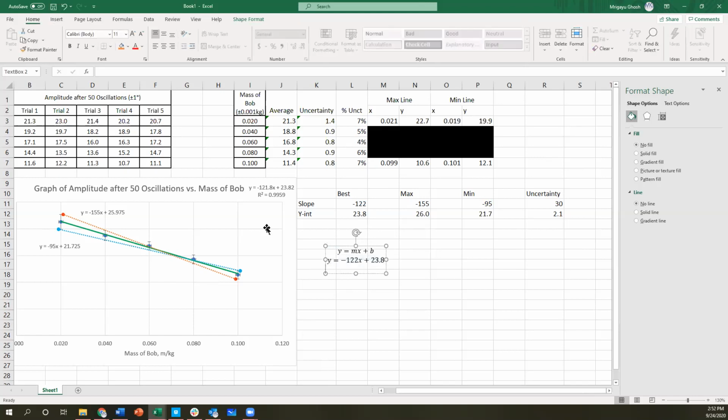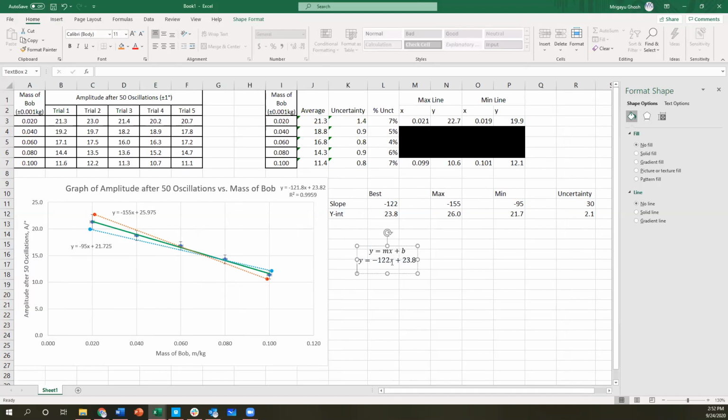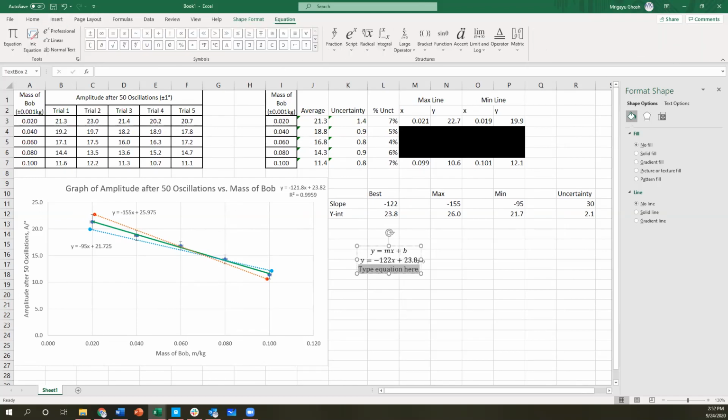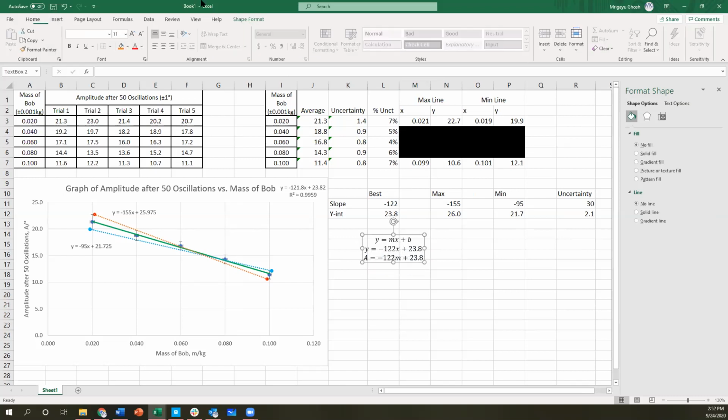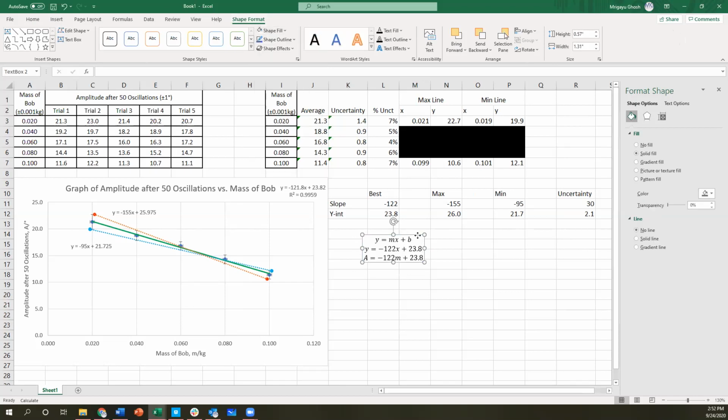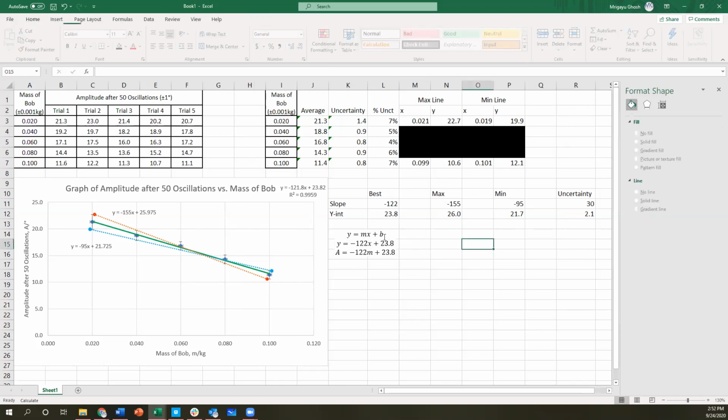Now, say I wanted to represent this in terms of mass and amplitude using my variables m and a. All I have to do is replace it. So now I'm going to write a, the amplitude, is equal to -122 m plus 23.8. Do you see what I did there? Okay. Maybe I should fill this white so that we can see it. So this is for your best line.